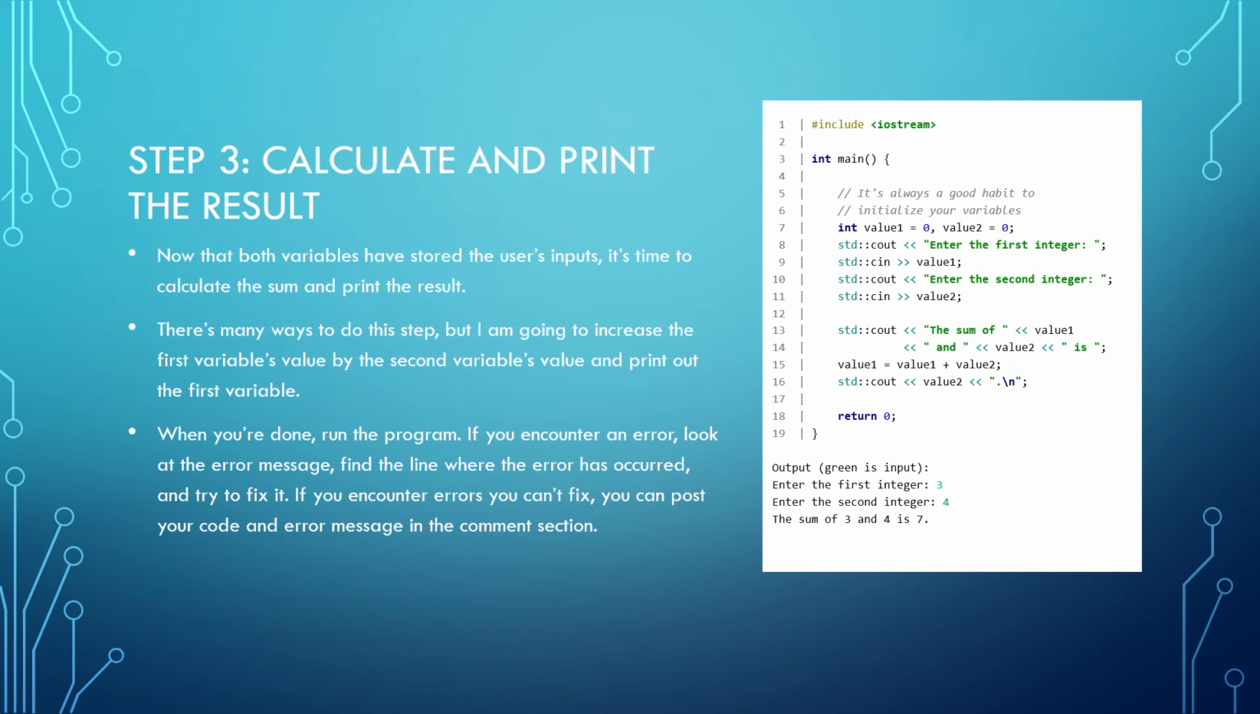Now step 3, calculate and print the result. Now that both variables have stored the user input, it's time to calculate the sum and print the result. There are many ways to do this step, but I'm going to increase the first variable's value by the second variable's value and print out the first variable. So when you're done, run the program.